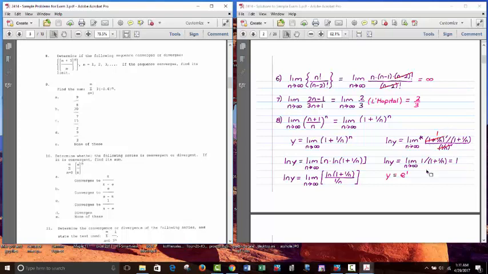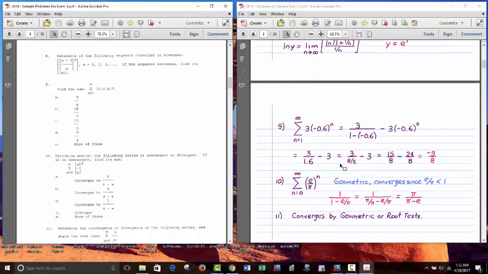So it cancels and leaves a 1, and as n goes to infinity, 1 plus 1 over n would be 1 plus 0, so 1 over 1 would be 1. But remember, that was ln of y, so the final answer is always y equals e to whatever you get in this step right here. So the answer is not 1, it's e to the 1, or just e. So it converges to e.